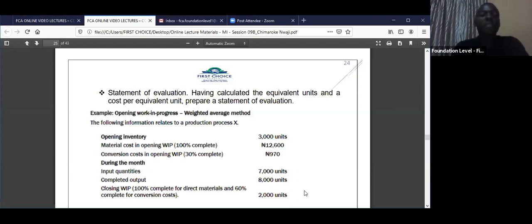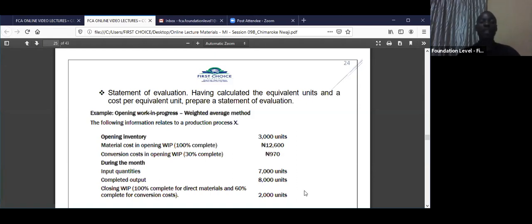Fine. We now have, during the period, more input materials. The quantity there is 7,000 units. So more materials are coming in for the period. Then we have completed output. So you see there's work in progress, 3,000 units. We now have 7,000 more units introduced. Now look at what was the output, 8,000 units.